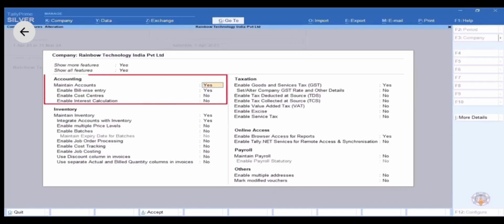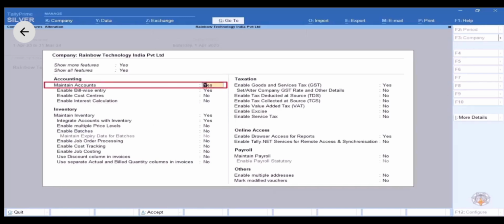Let's start with the accounting feature. The first option is Maintain Accounts. This feature is used for effective management of business accounting in Tally data. Many businesses' accounting features can be activated or deactivated as per the requirement through the Maintain Accounting option.